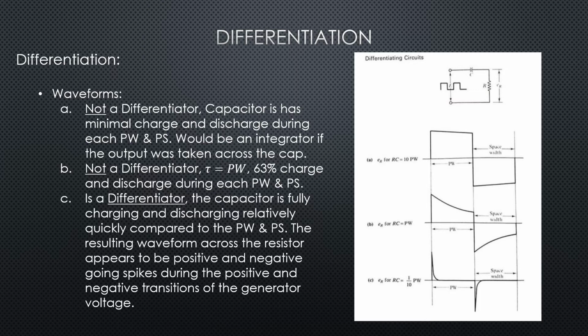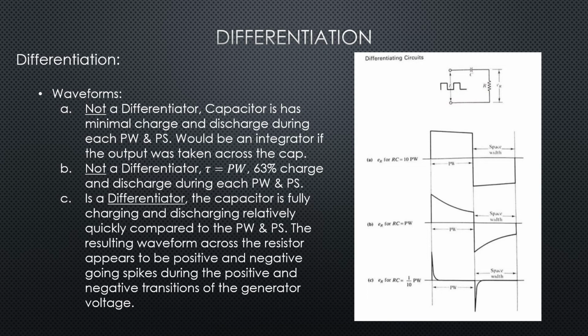And actually that's the formula for an integrator, but for an integrator we would switch the position of the capacitor and the resistor, and then you'd have that average voltage across the capacitor. So it's not a differentiator. RC equal to 10 times the pulse width is not a differentiator. It's actually an integrator.